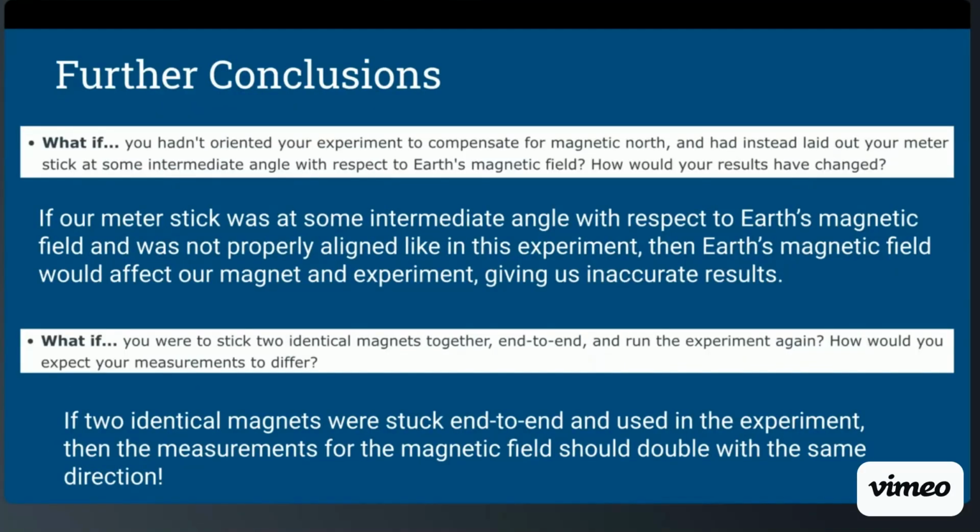For the what-if questions, if our meter stick was at some intermediate angle with respect to Earth's magnetic field and was not properly aligned like in the experiment, then the Earth's magnetic field would affect the readings and the experiment, giving us inaccurate results. Additionally, if two identical magnets were stuck end to end and used in the experiment, then the measurement for the magnetic field should double in the same direction.